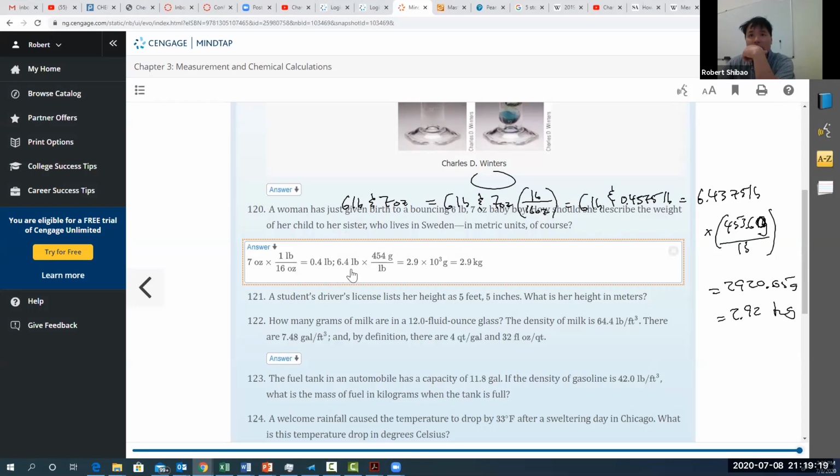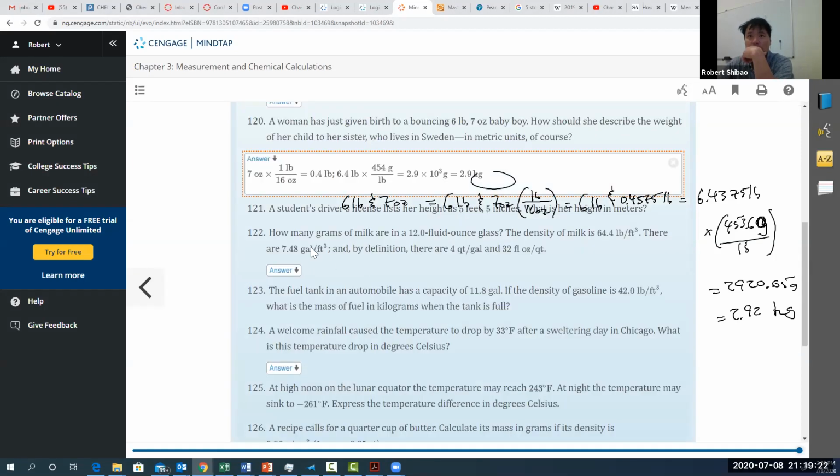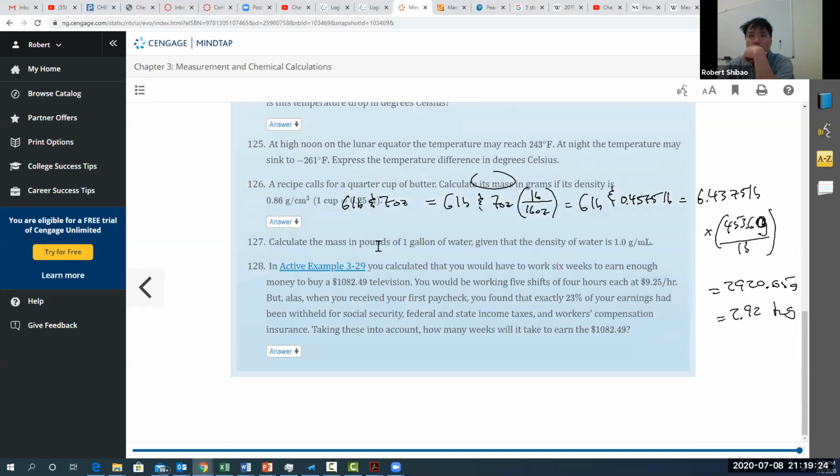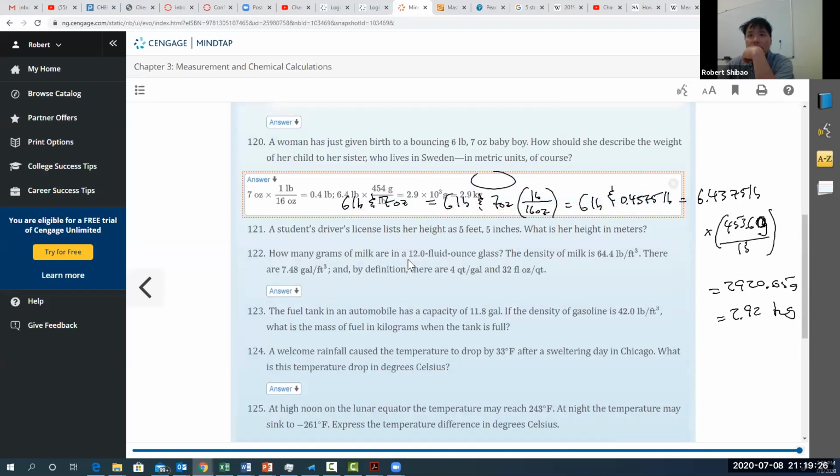Okay, let's see what's next. How many grams of milk are in 12.0 fluid ounces? Now, the fluid ounce is different than a mass ounce or weight ounce. So let's say it's filled to the brim. How many grams of milk? We have to assume that the milk is completely filling this glass.